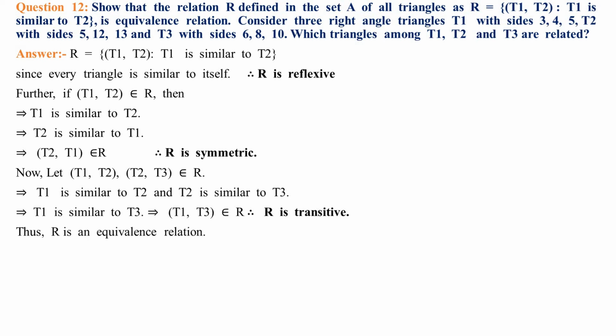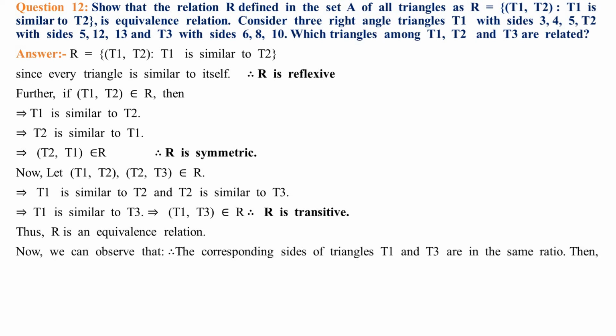Next, consider three triangles. First triangle T1 with sides 3, 4, 5. Second triangle T2 with sides 5, 12, 13. And third triangle T3 with sides 6, 8, 10. So which triangles among T1, T2 and T3 are related?